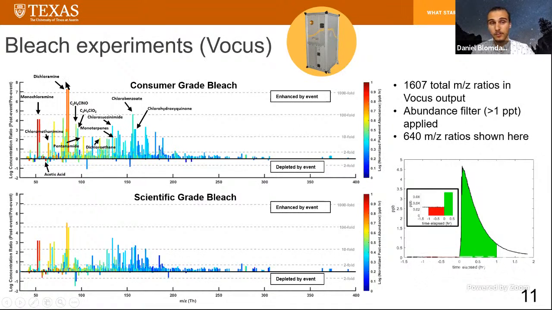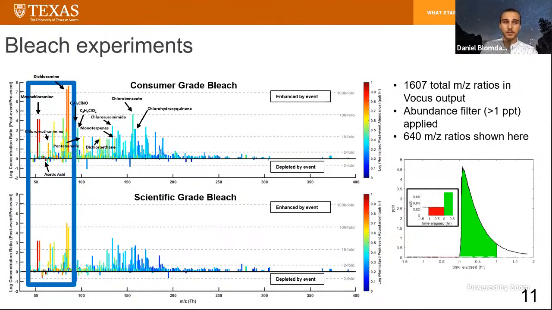You can see from the first look that many compounds are very much enhanced, and this is a log scale graph, so this is twofold, 10-fold, 100-fold increase, and so on. You can see there are a lot of chlorine-containing compounds, like monochloramine and dichloramine, which I discussed earlier in the background, as well as much more trace compounds. This color scale is the abundance, so the reds and yellows are much more abundant than the blues. Another thing to notice is that the scientific grade bleach for most compounds is much lower in enhancement, and that would show evidence that it doesn't have as much of those VOCs inside.